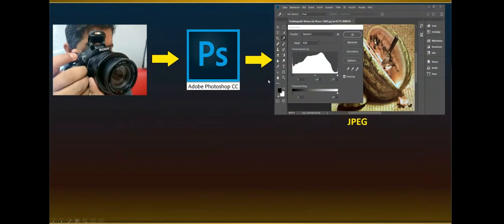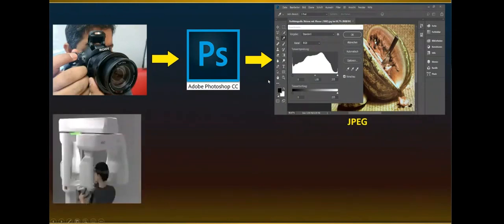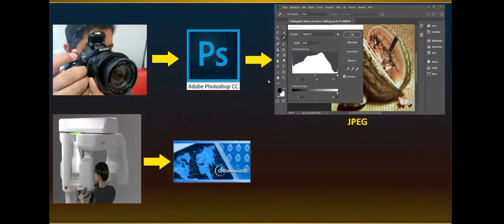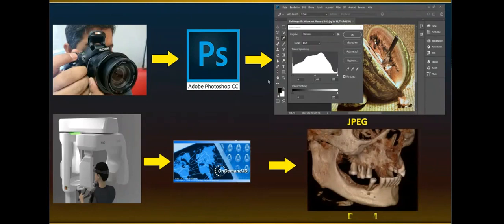Similarly here, we have a CBCT machine. When it captures a patient, this capture is imported to third-party software, and this third-party software shows the data of the patient. But here it is in DICOM format. I'm going to speak in detail about this DICOM format.